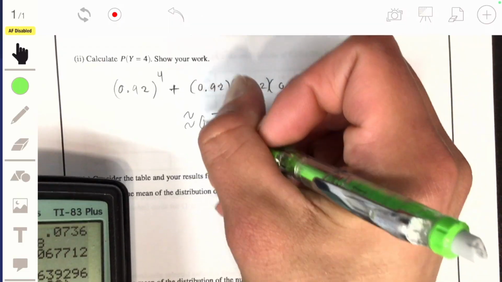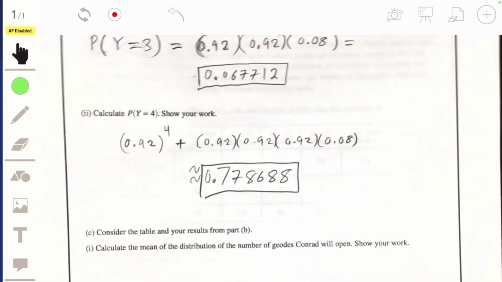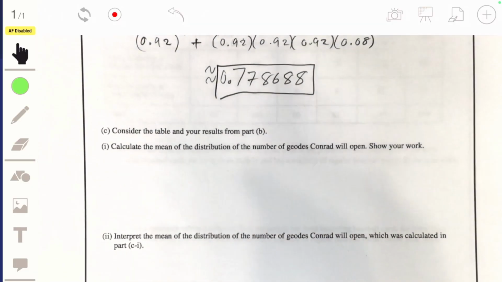0.778688. So be careful about this one. This is probably the most missed one, I would guess. Almost got me, you know, almost.